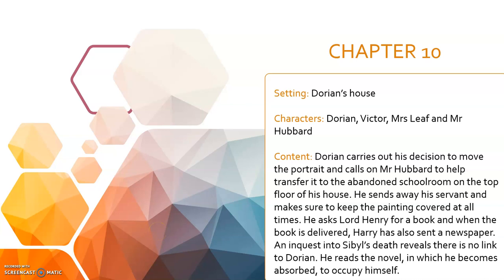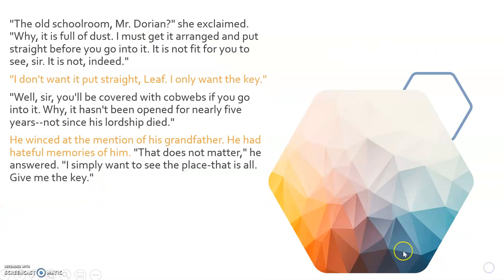So what's happening in this chapter is he now decides that he was mad to have left this portrait out where anybody could have seen it, and so he carries out his decision, and he gets Mr. Hubbard, the man who frames paintings, to come and move the portrait for him. And so it's very significant, I think, where he chooses to hide this portrait.